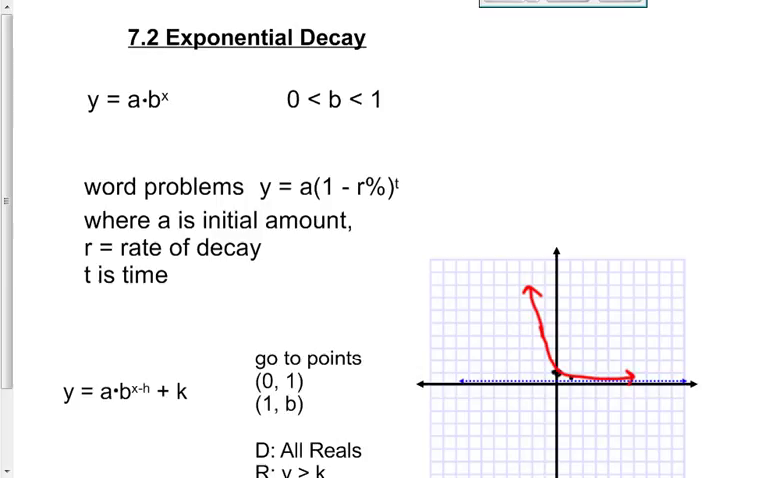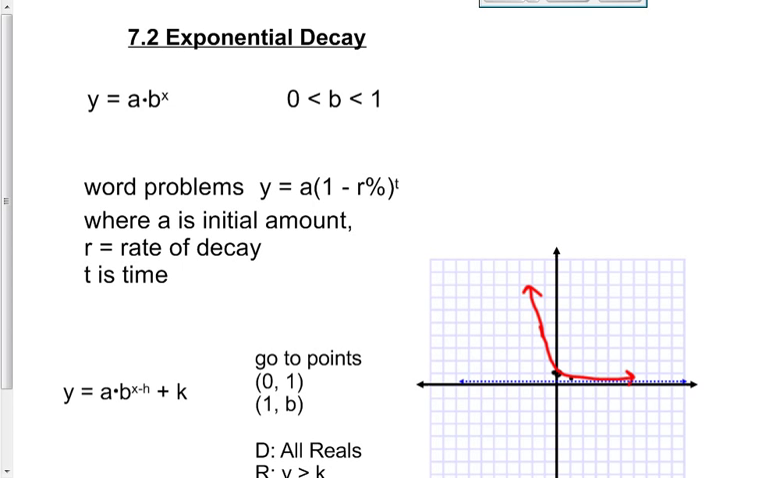So today we're looking at section 7.2, which is on exponential decay. This one is going to go a lot faster since everything we're doing is a replica of what we had yesterday with exponential growth, except instead of our equations slowly rising up, they're going to drop fast. They're going to start high and then drop.